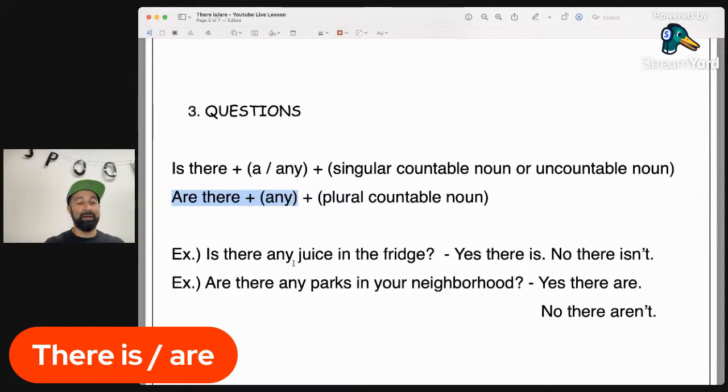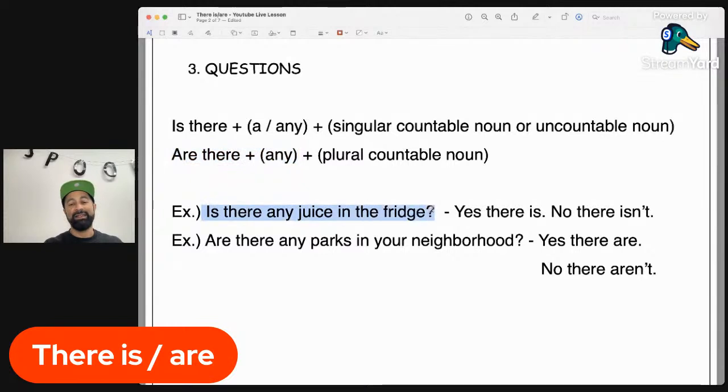Now, let's look at the example questions. Is there any juice in the fridge? All right, we know juice is uncountable. So I must use an is there question. And then next we've got parks. Parks is countable, and I've got an S. That means it's plural. So are there any parks in your neighborhood? Now, with any yes, no question, it's so important. Please answer the question yes and no. So yes, there is. No, there isn't. Yes, there are. No, there aren't.